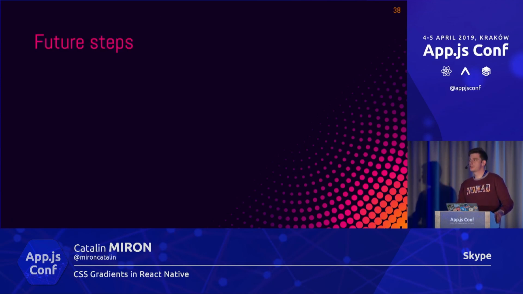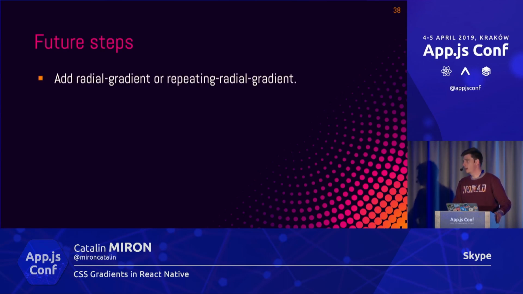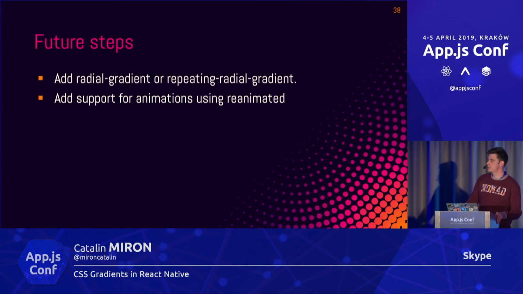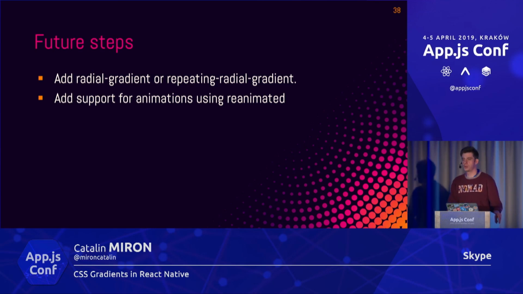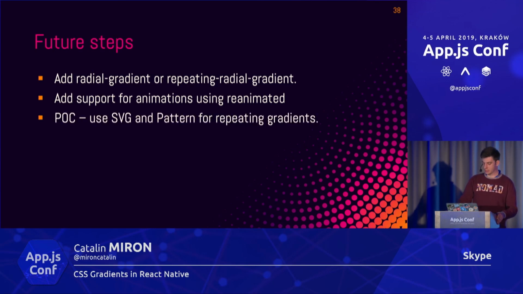What are the future steps for this library? First, add radial and repeating radial gradient. And the second one is add support for animations using Reanimated, because again, in order to have 60 FPS or smooth animations, you need to move to the native driver, to the native side, because there is no way of you just showing a gradient in your application. You're definitely going to fetch some things or block the JS thread, right? And as a proof of concept, I already have the code for it, but maybe I'll just publish it.